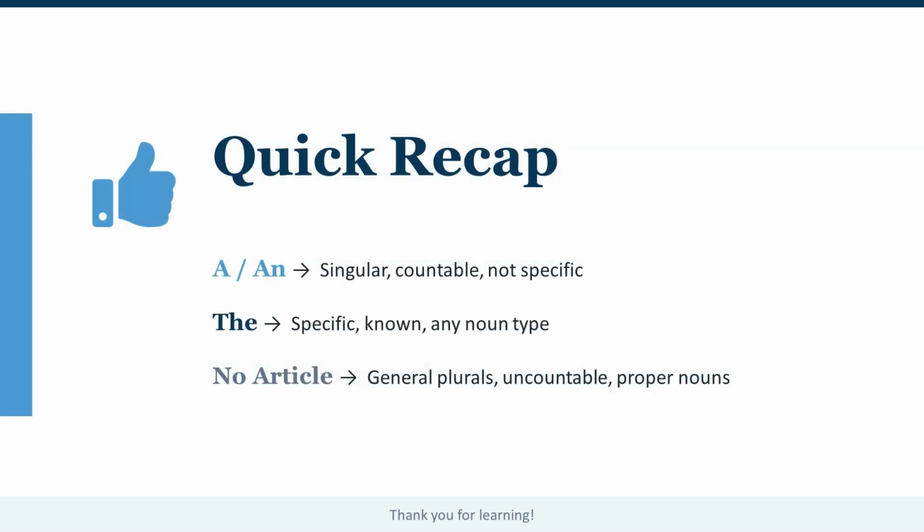And that brings us to the end of this lesson. Let us quickly recap what we have learned. A and an are indefinite articles. Use them before singular countable nouns when you are not being specific. Remember, the choice between a and an depends on the sound, not the spelling. The is the definite article. Use it when something is specific, already known, or has been previously mentioned. The can be used with any type of noun. And finally, sometimes we do not use any article at all. This applies to general plurals, uncountable nouns in the general sense, and most proper nouns.